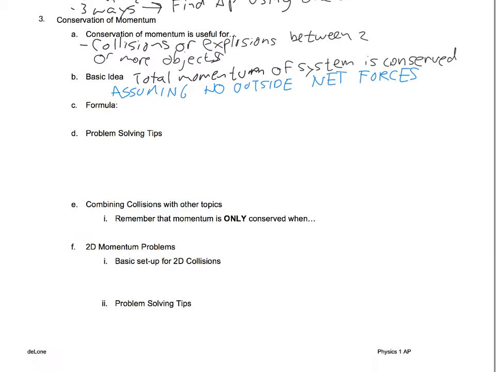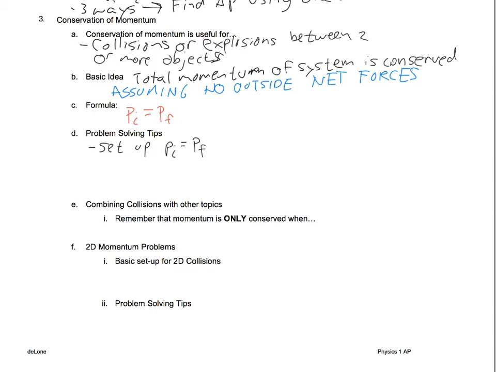But if the only forces that exist, the only net forces that exist, are between the objects, resulting from the collisions themselves, okay, then momentum is going to be conserved. All right, our formula for conservation of momentum is pretty basic here. It's just that momentum initial equals momentum final. All right, so really nothing to it. It's more in the application of it.